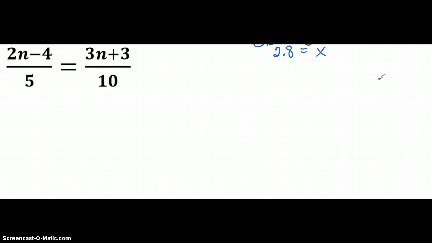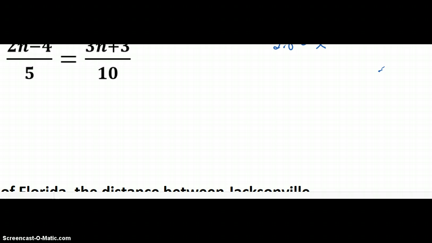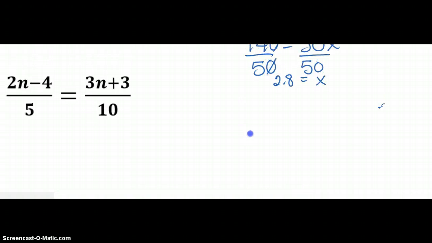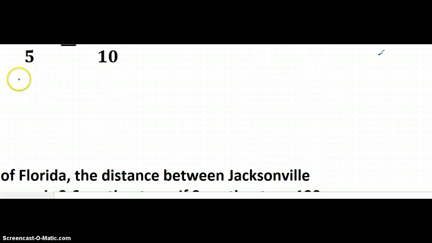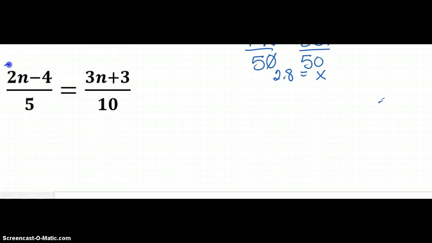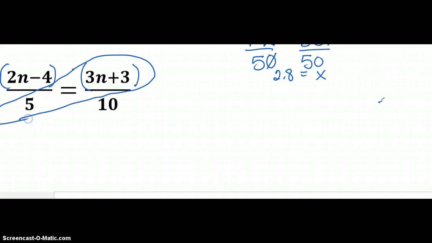And we're saying that this proportion is equal to 3n plus 3 divided by 10. Now, because the 2n minus 4 and the 3n plus 3 are together and connected by that plus and minus sign, I'm going to put parentheses around these. The reason that I'm doing this is so that my brain says these are one thing, and when I multiply and use my cross products, I'll be able to see that as one thing.